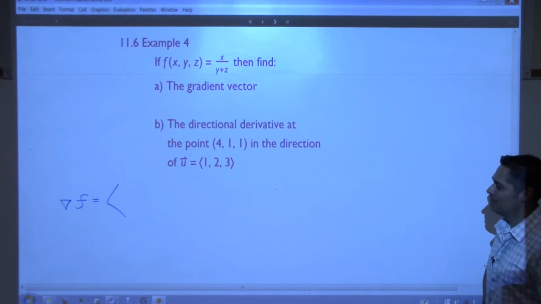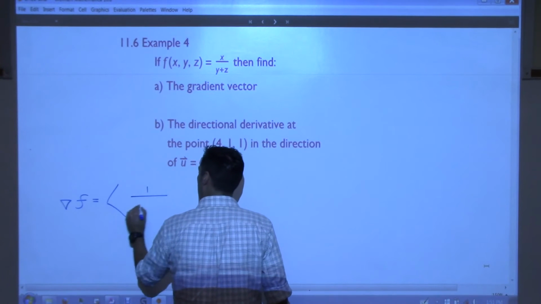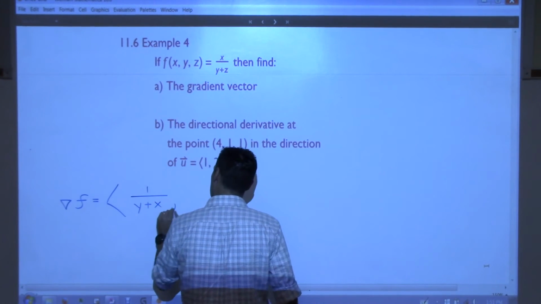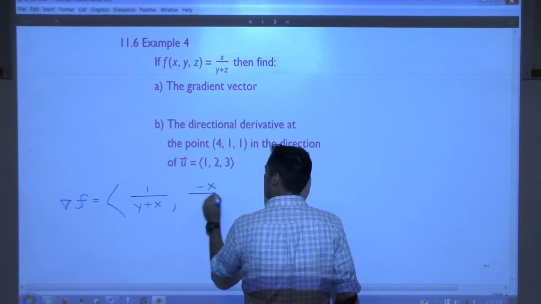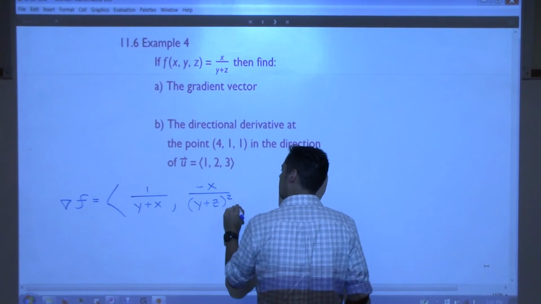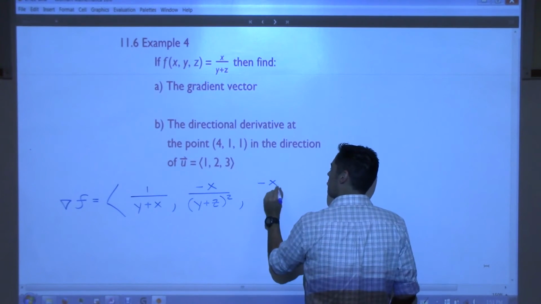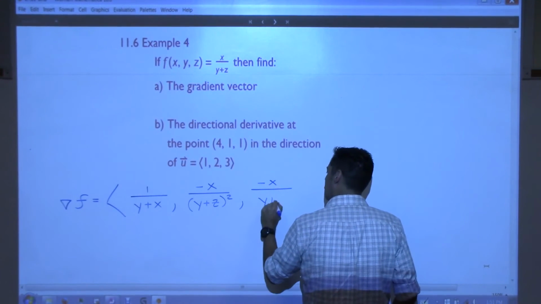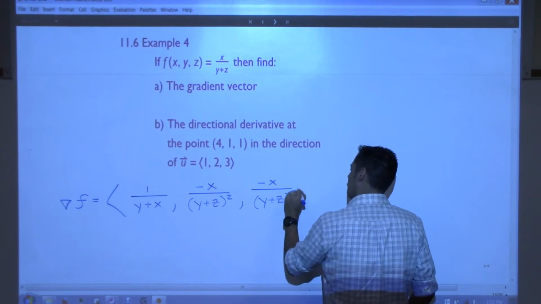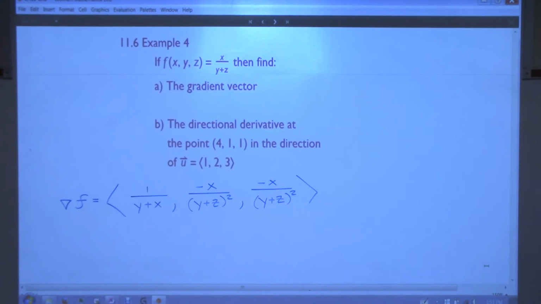I mean, 1 over y plus z, and negative x over y plus z, all of it squared. And then the same thing, negative x again, negative x over y plus z squared. Okay, anybody agree? Got 1 agreer, 2, 3, 4. We got 4 people who agree.